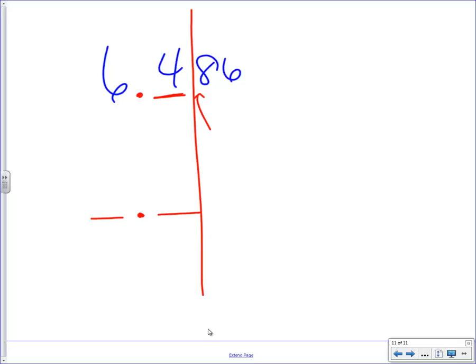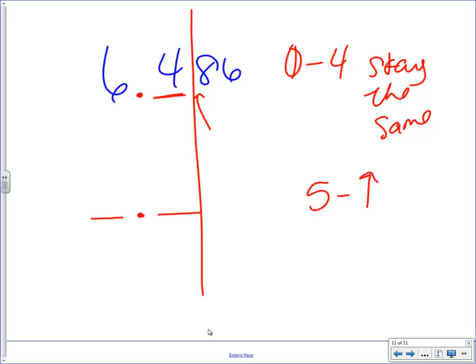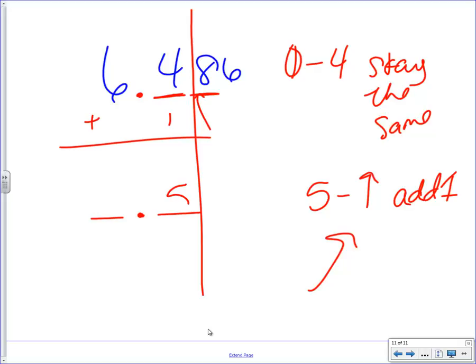To do that, I have to look at this 8. And the rules are, if it's 0 to 4, it's going to stay the same. And if it's 5 or more, it's going to add 1, or round up, is what we have said growing up in the past from elementary school. But I want you to see that it really just means to add 1 when we round up. So 8 falls into this category down here, so we are going to add 1. And when I add 1, I end up with 5. And so 6.5, or 6 and 5 tenths, is my final answer for this one.